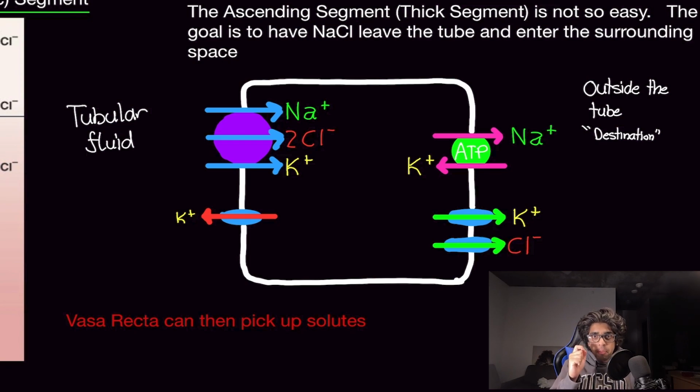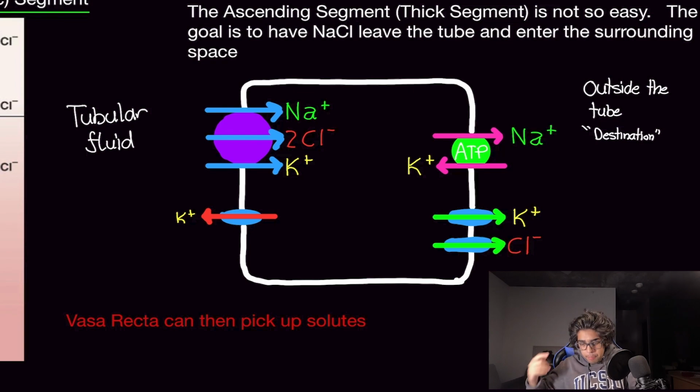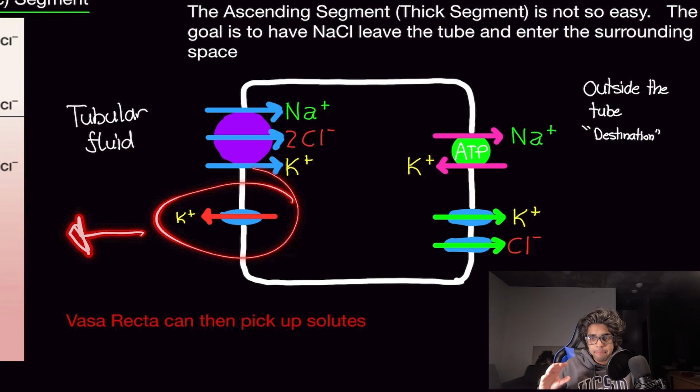The first type of channel is called a symport. The sodium, chloride, potassium symport, all three. So sodium, 2 chlorides, that's very important, 2 chlorides, and 1 potassium from the tubular fluid is going to enter the epithelial space through the channel. Okay? At the same time, some potassium is going to leave and join the fluid. Okay, so not a big deal.